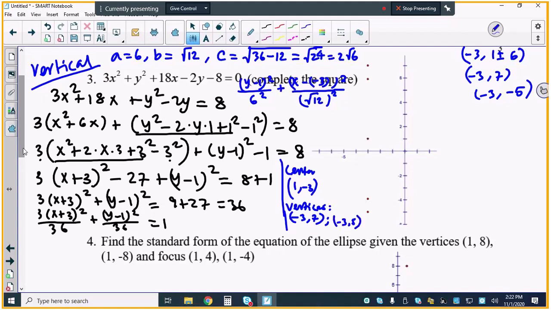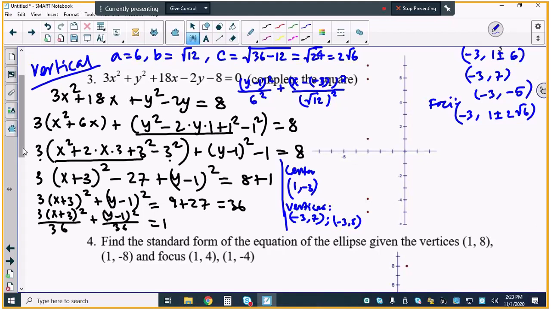Now foci, that's going to be negative 3 comma 1 plus or minus c, and the c is 2 square root of 6 units. So the 2 foci are negative 3 comma 1 plus 2 square root of 6, and negative 3 comma 1 minus 2 square root of 6. So let's see whether that matches with the given situation.